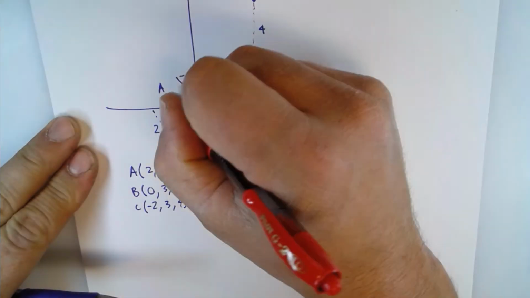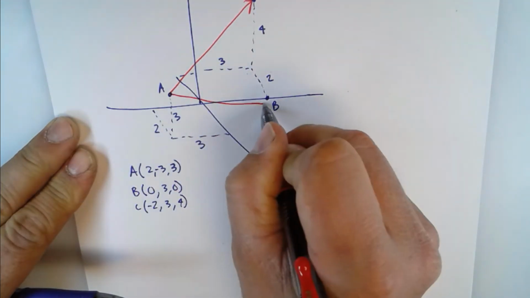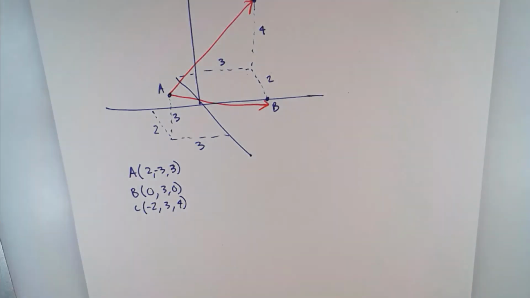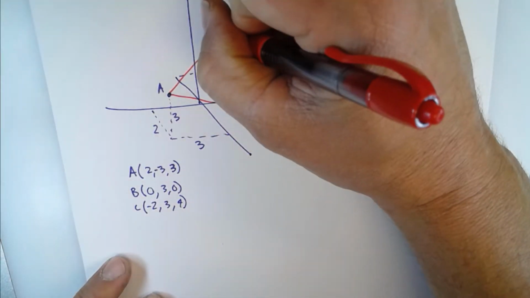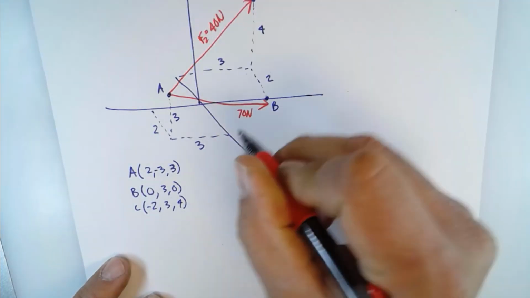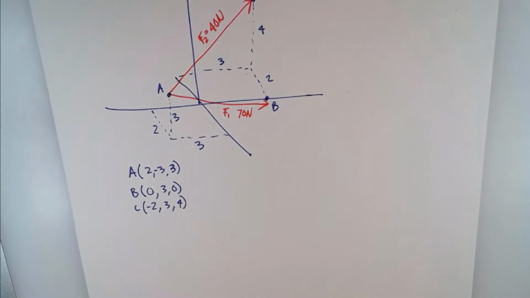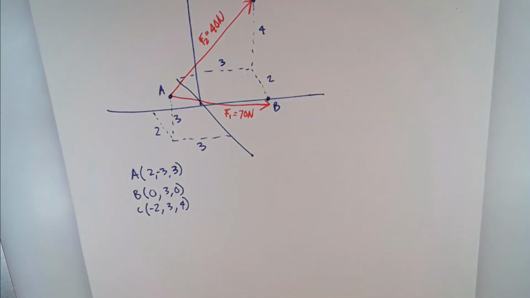Okay, and we're given one vector like that, and this guy has a magnitude of 70 newtons, then this one has a magnitude of 40 newtons. This is F2 and F1. Okay?